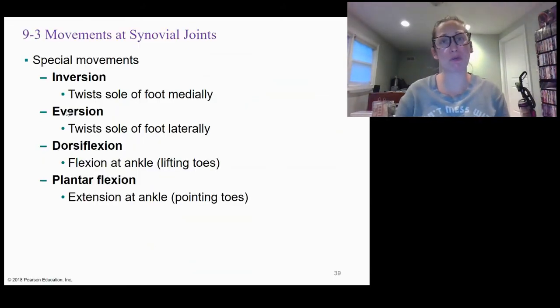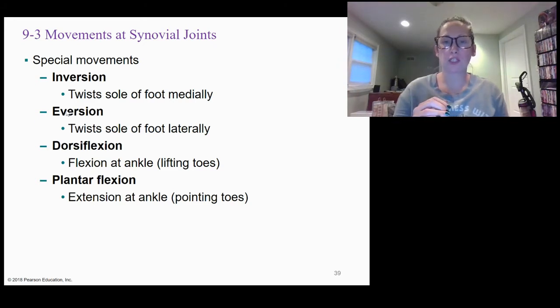And then we have a whole slew of specials, and they come in pairs. So the first set here, all 4 of these involve your feet. So you have an inversion, eversion. This is moving the sole of your foot either medially or laterally. Typically, we talk about these movements when you have ankle sprains or strains.